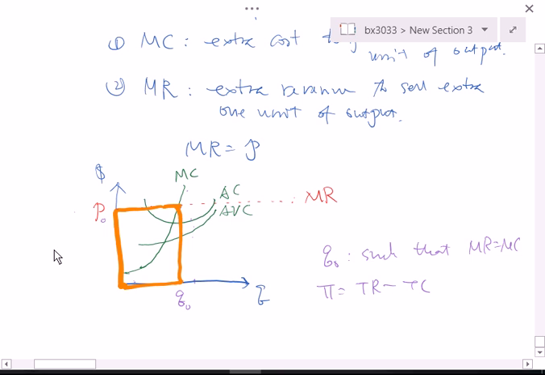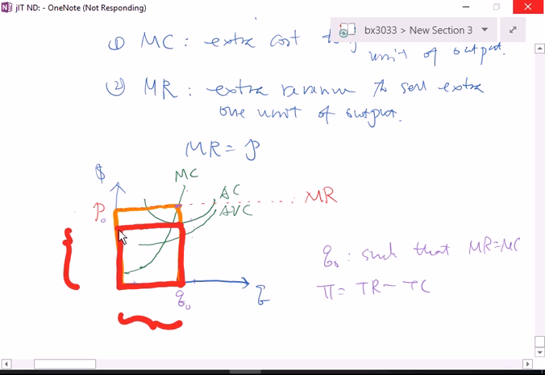So to produce QO units, each unit, what's the average cost? To get the average cost, go from QO up to the average cost curve, then read out the average cost. So QO units, each unit costs you this many dollars to produce. So the total cost is this rectangle.